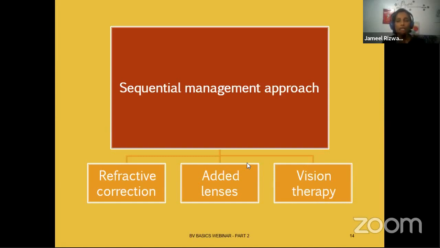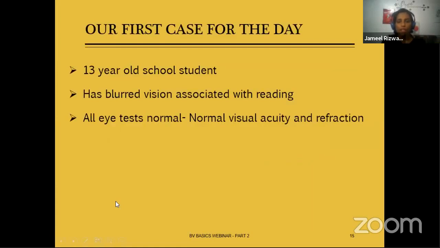Then the next aspect is your vision therapy. Once you make sure, yes, I've done the glasses, I've done the near plus if required, now I can move on to my vision therapy. Let's move ahead with the cases for the day. Most of you attended the last webinar, so you're very familiar with these cases.